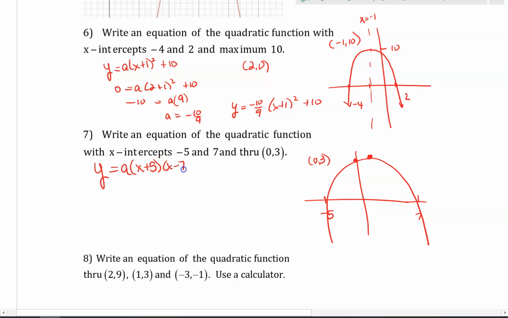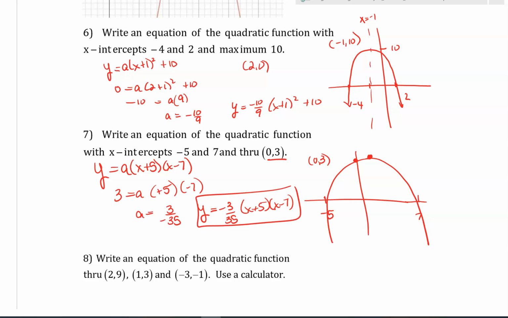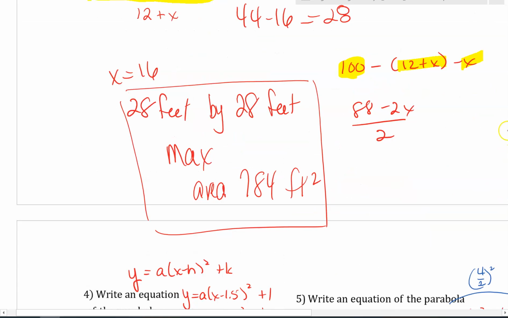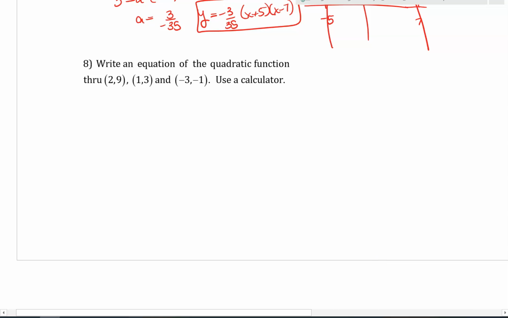So you're going to have to somehow find a. So let's use this point 0, 3. So go ahead and pause the video and substitute 0, 3 for x and y and find a. So the a is -3/35. Let's go ahead and look at our very last problem now. So for this one, we need a graphing calculator. So let's go ahead and do this one together.